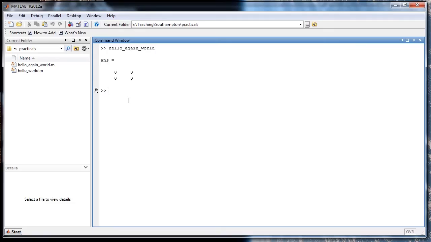Okay, and in MATLAB we can easily see how long it takes if we use this tic and toc. Hello again world, toc, and it will give us the runtime of that file. And the runtime is half a second.